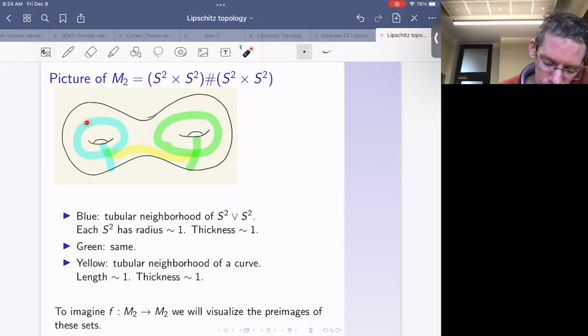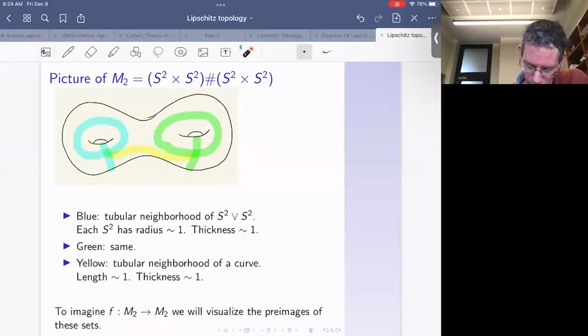So each of these two spheres has radius around 1, and it has thickness also around 1. I know it looks a little bit thin in the picture, but it was hard to draw it otherwise. But around 1 just means all of these things are fixed. They don't depend on our mapping. It has some thickness, so it's around 1. Okay, so that's how I want to visualize my target.